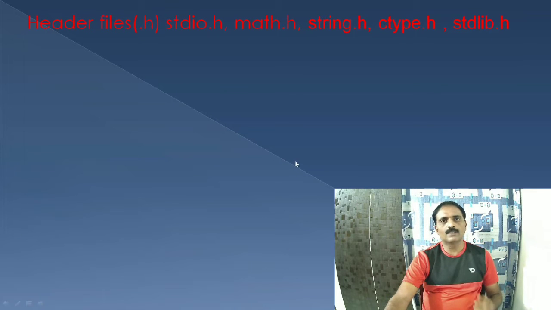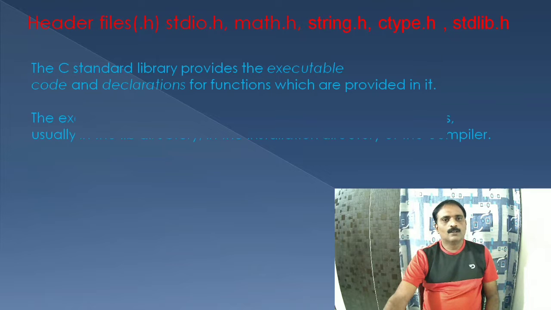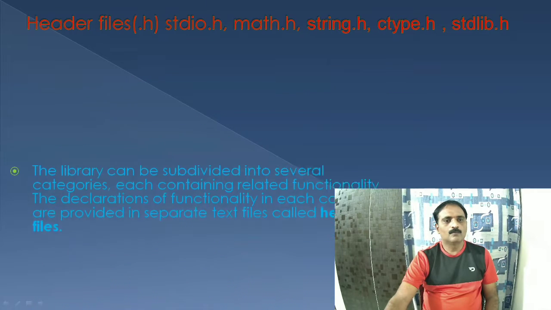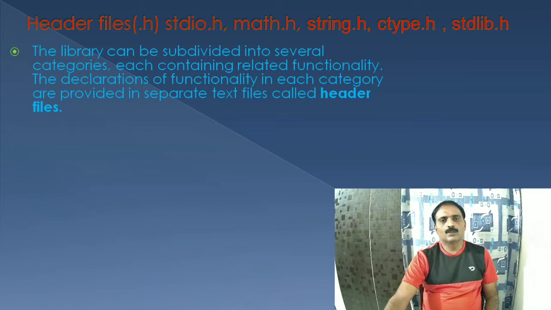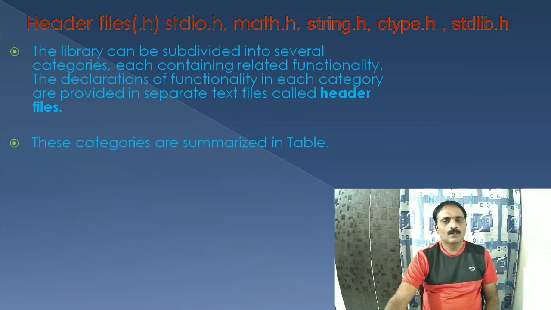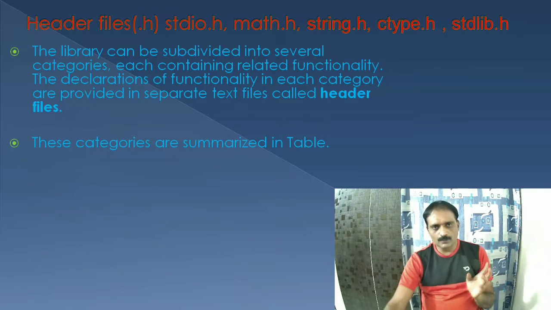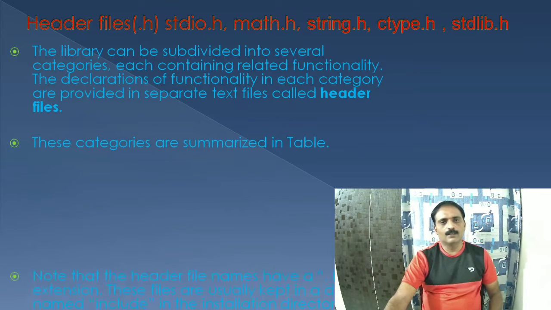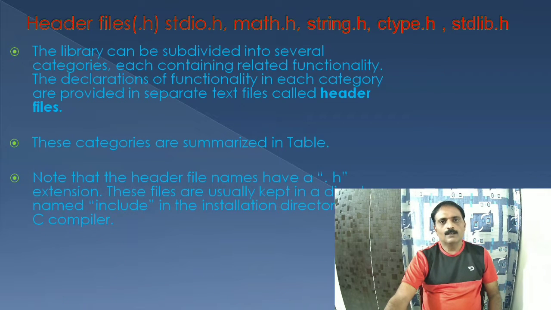So let us see what the different types of header files are for the different types of functions that we use in a C program. These library files in Turbo C or C++ are named with star.lib. All these things we have discussed right now. What are the different types of functions related to each header file? Let us see in the form of a table in the next slide. And all these header files have the extension .h.